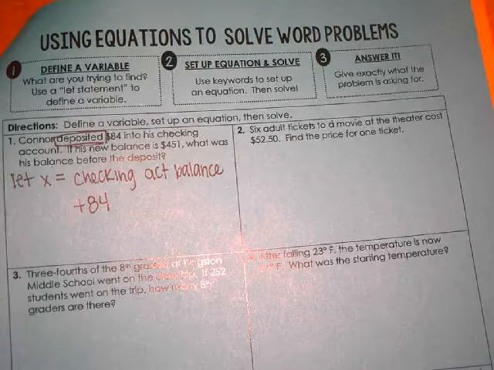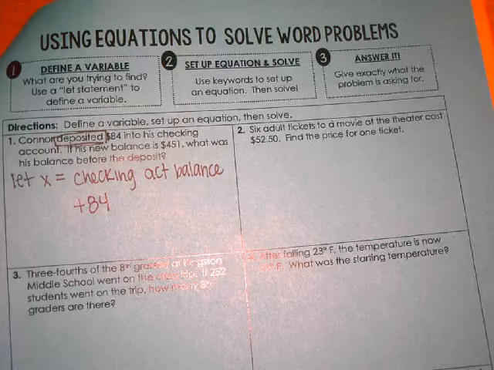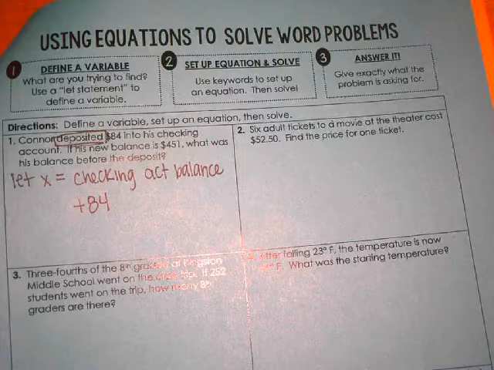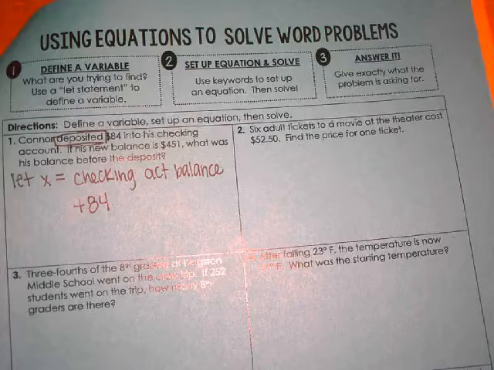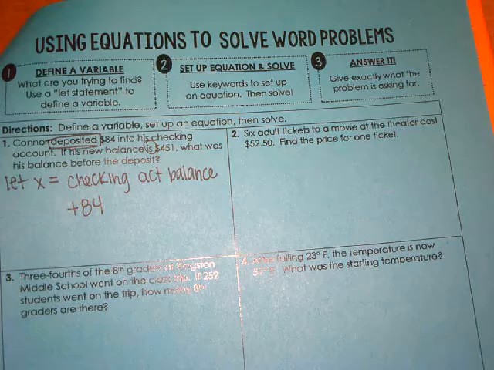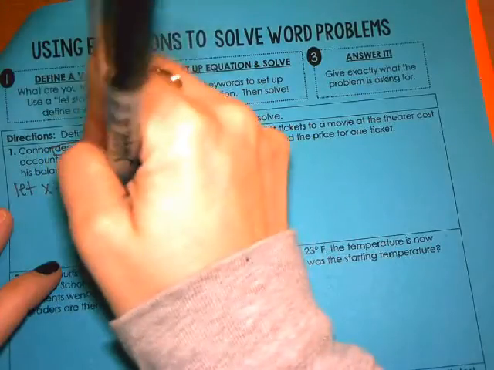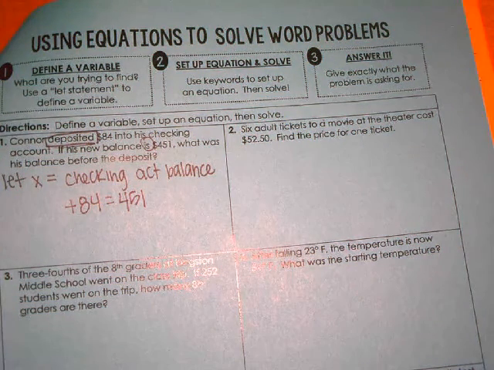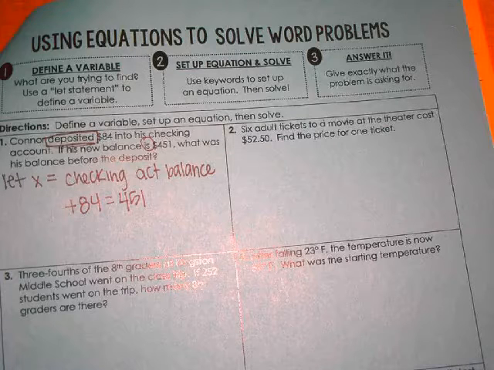Second sentence. If his new balance is 451, where does 451 go? How do you know that? Remember how that key word is? Is means what again, everyone? My new balance is 451, which means it's equal to 451. What am I left with? Where does that go?